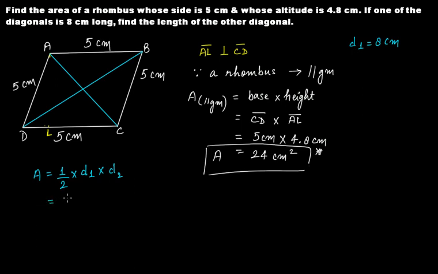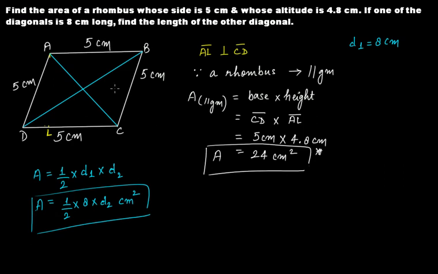So from here it becomes half multiplied by 8, and we don't know the value of D2. Just write it here. This is centimeter squared, because we'll take the unit of D2 as centimeter. So this is the area of the rhombus when we have to use the diagonals. Whether you calculate area from this formula or from that formula, the area is going to be the same. It's not going to change.